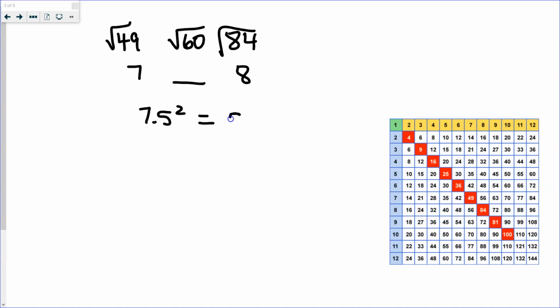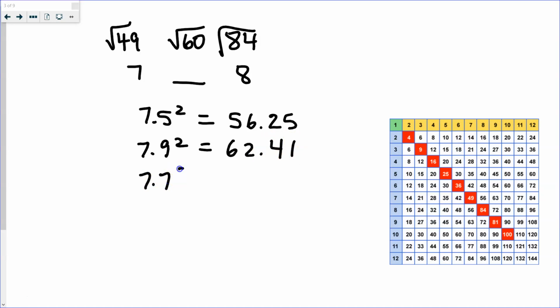This squared is 56.25. That's not close enough to 60, so I'm going to go higher to 7.9. I'm doing this on my calculator on the side here. I get 62.41. I'm way over. So let's try 7.7. So this is your guess and check method, and this is the method you'll use to do this. 7.7 is 59.29. I feel like that's going to be the closest.